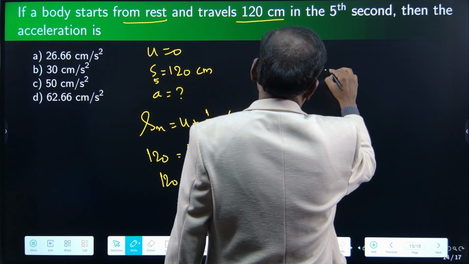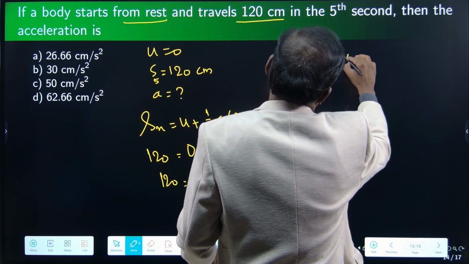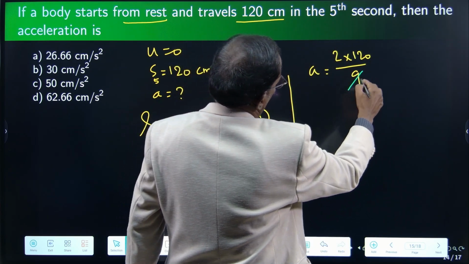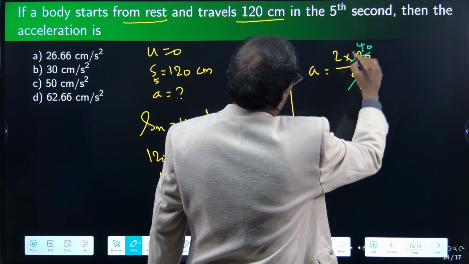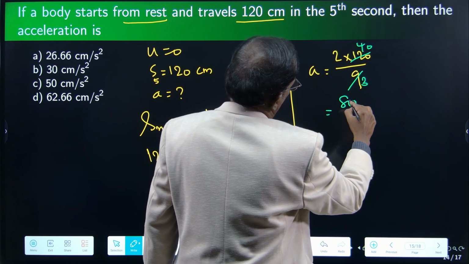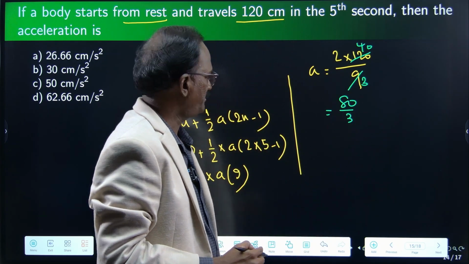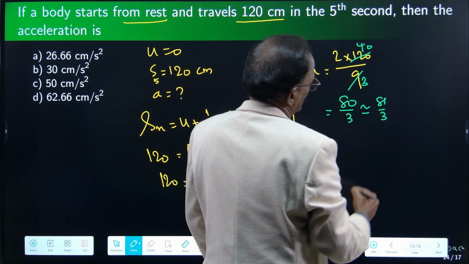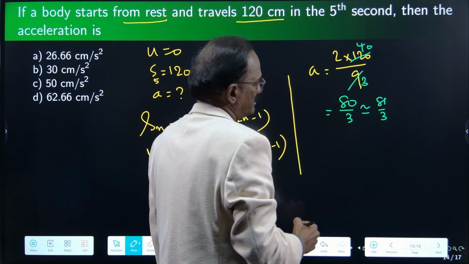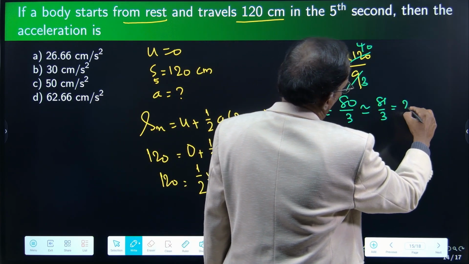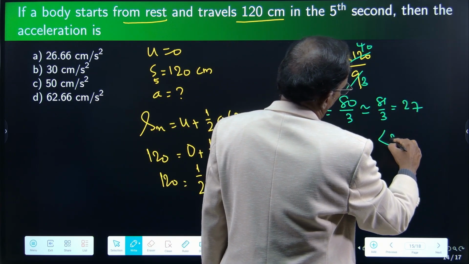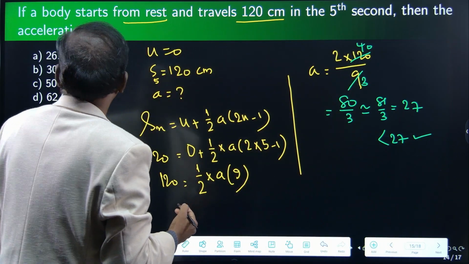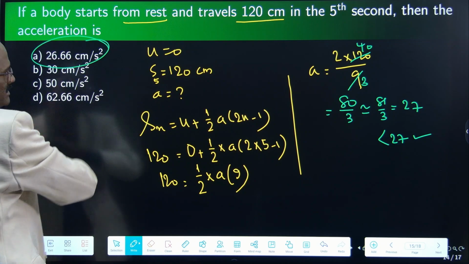So a is equal to 2 into 120 divided by 9. So this is 3 and this is 40, 80 by 3. Let me write it as 81 by 3, so that we can use the 3 table. 81 by 3 is equal to 27. So the a value which is less than 27 is the answer. Slightly less than 27. So option A, 26.66.